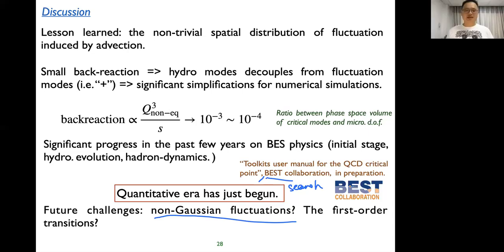Yes. So it turns out that if your goal is to do the phenomenology, I think you can ignore the back reaction of the slow modes, the long wavelength fluctuations, on the bulk evolution, just because the phase space volume is too small. But on the other hand, because those modes are directly related to the other fluctuations, we need to, first of all, watch the evolution of those slow modes. Second, we also need to understand the effects of flow on those slow modes, which are very important. Yes, I think what you said is perfect.